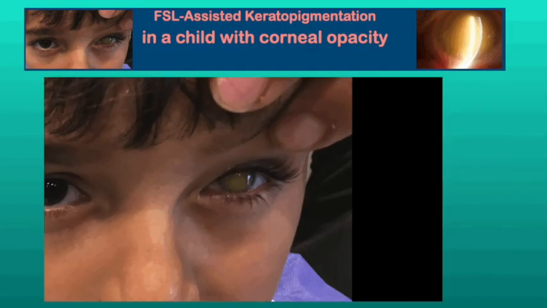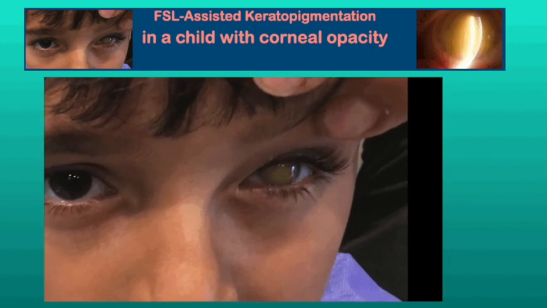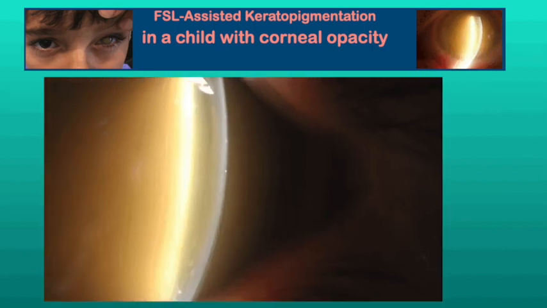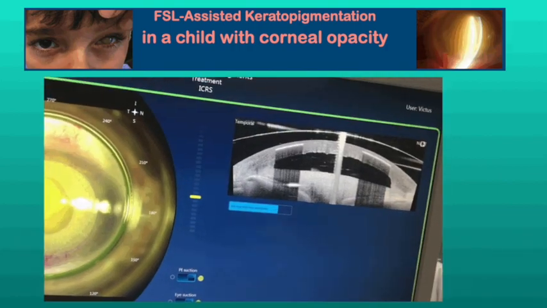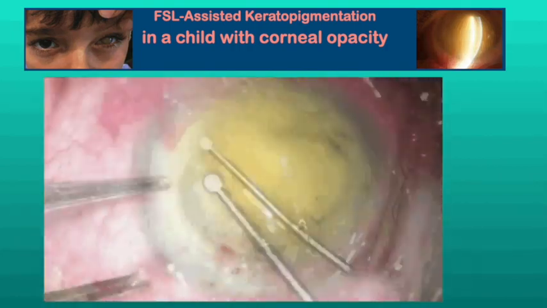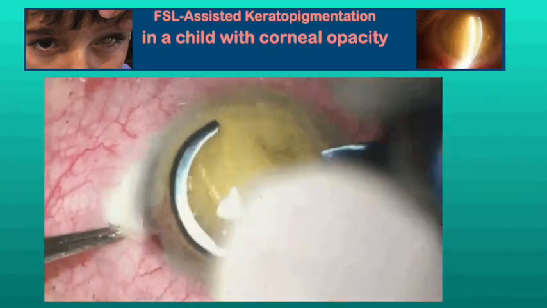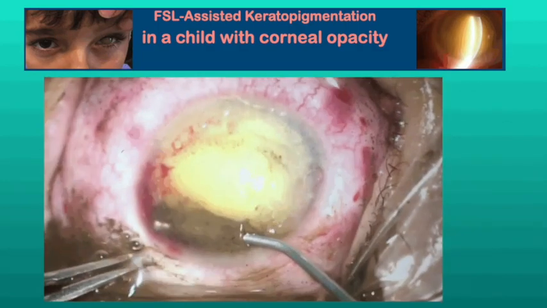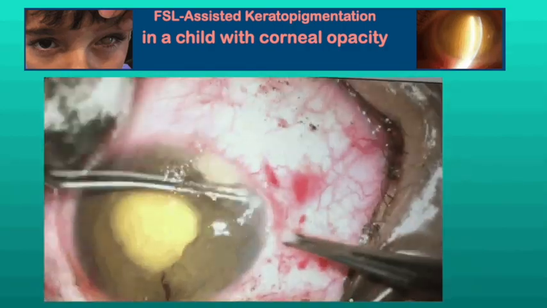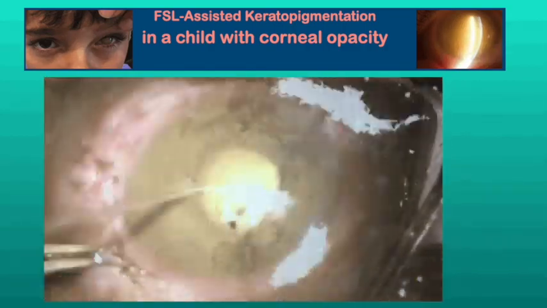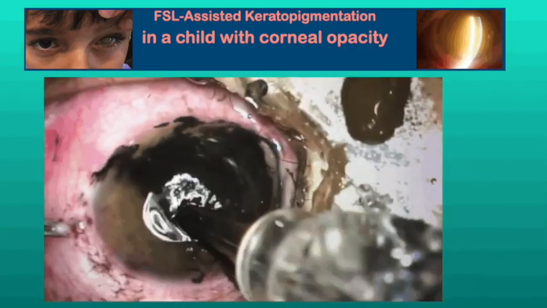This is a child with corneal opacity. Since the anterior third of the cornea was relatively clear on slit lamp examination, it was possible to use the femtosecond laser technique. Although manual extension of the tunnel was a bit difficult, the ultimate result was very good. The pupil was done manually in this case.